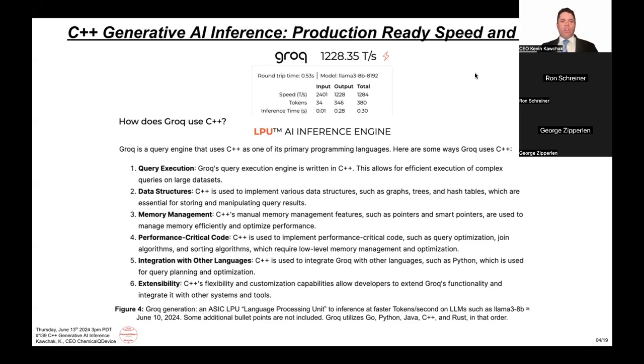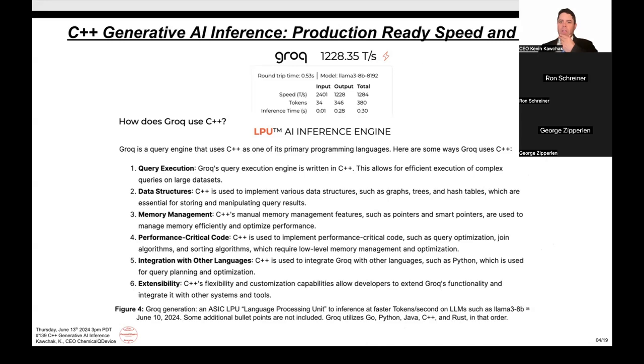Now, I asked it, how does Groq use C++? And it says Groq is a query engine that uses C++ as one of its primary languages. Here are some ways that Groq uses C++: query execution, data structures, memory management, performance critical code, integration with other languages, extensibility. And then if you look at the bottom here, it's an ASIC, so application specific, to make it run fast on your specific hardware. It's basically the software kind of hard coded into the hardware. And they also use Go, Python, and Java and Rust.